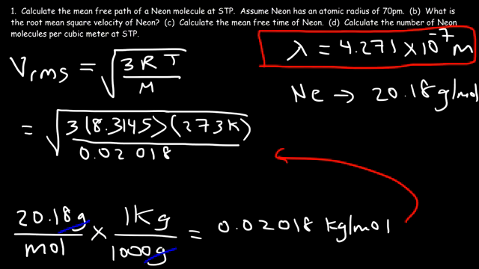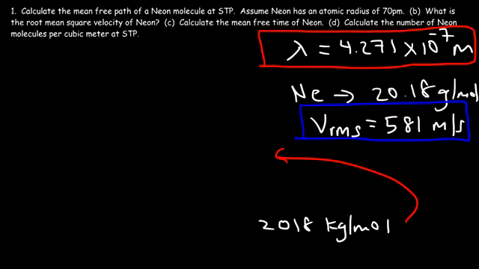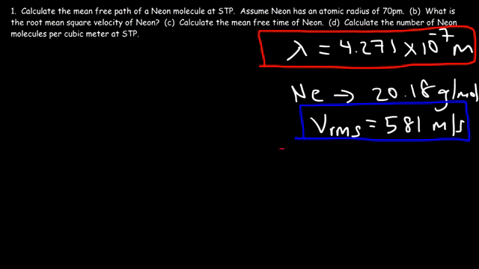So let's see what this is going to be. So the root mean square velocity of neon is 581 meters per second. So that's the answer to part B. Now let's move on to part C. Calculate the mean free time of neon.